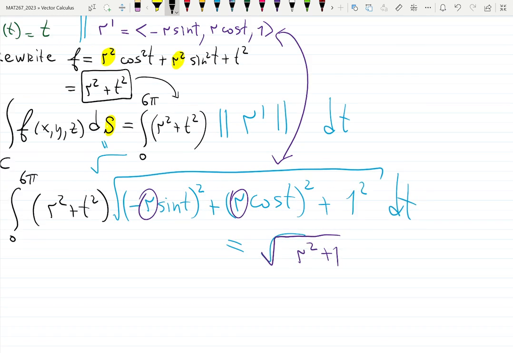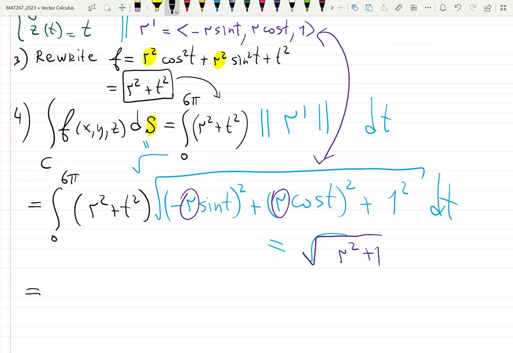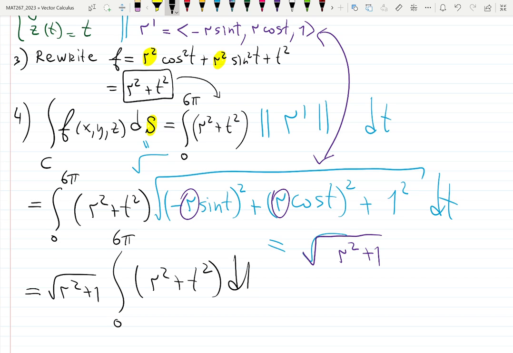People like, when can we just finish this? Yes, we can. It's going to be square root of r squared plus 1 times the integral from 0 to 6 pi of r squared plus t squared. Why did I take it out? Can I do that? Looks sketchy. But it's a constant. dt has nothing to do with r. R is a constant. It's the radius of the helix. It's how big the spiral is. 2 units big, 4 units big, 100.